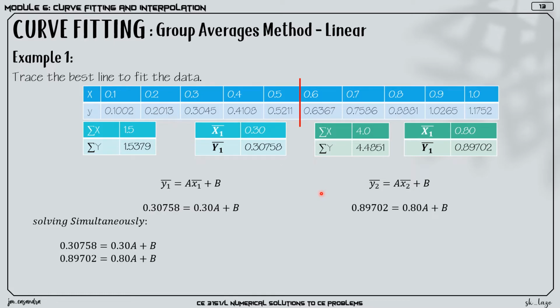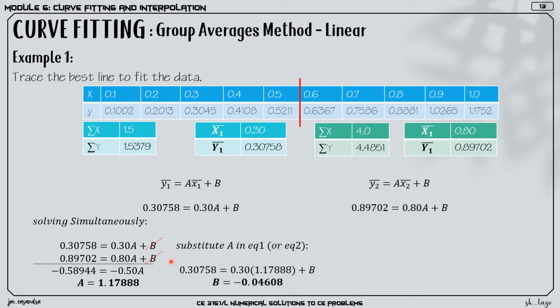So we subtract now equation 1, equation 2. So we'll have b canceling out. So we can now solve for a, which is equal to 1.17888. So from here, we can now solve for b by substituting the value of a in equation 1 or in equation 2. Either way will arrive at the same value of b, which is equal to negative 0.0460.